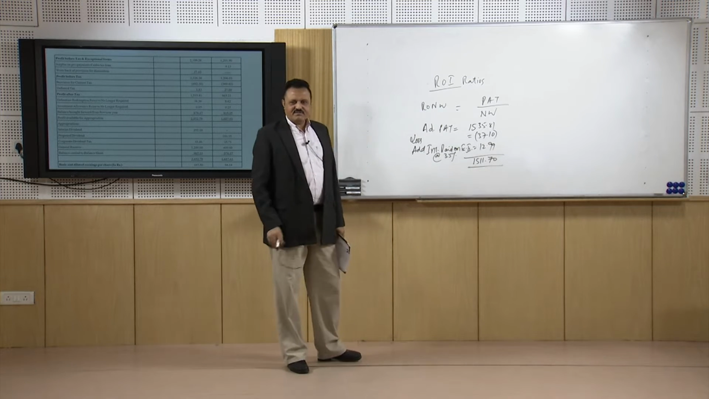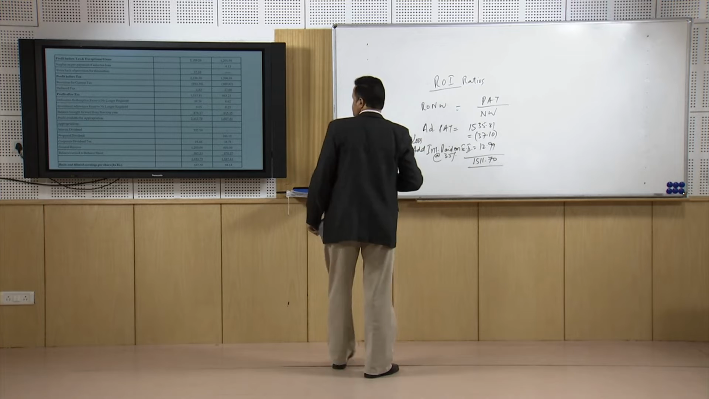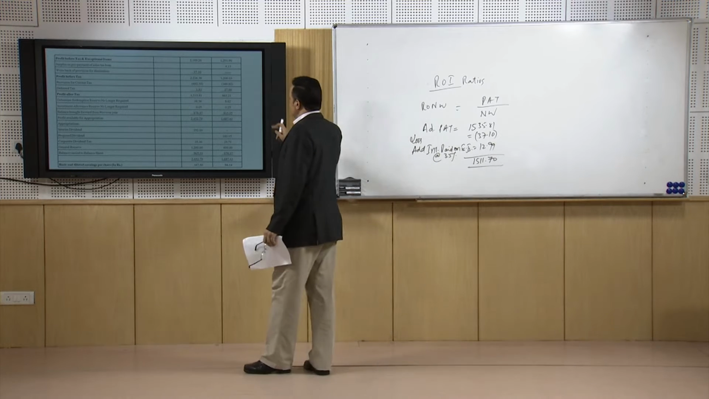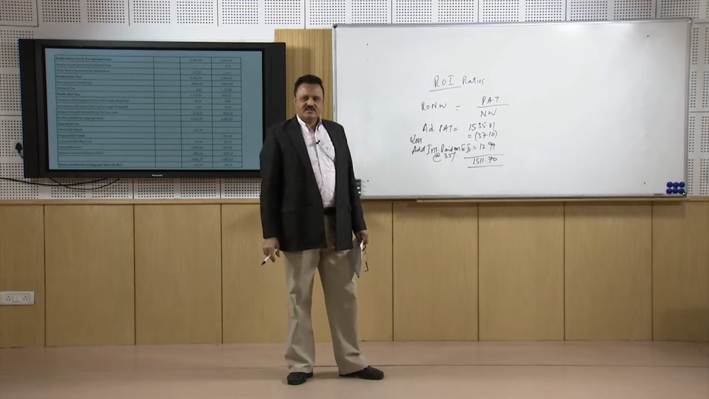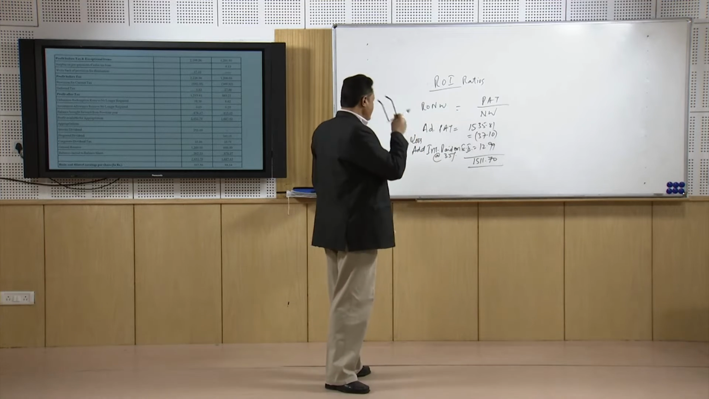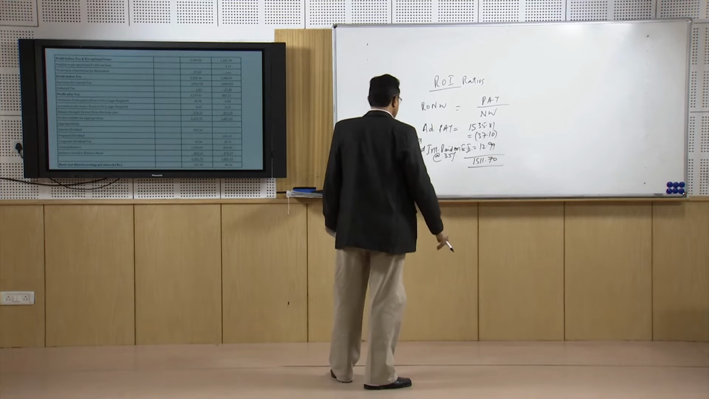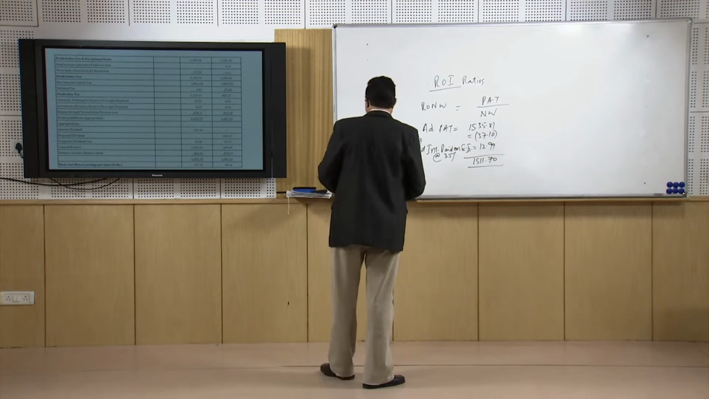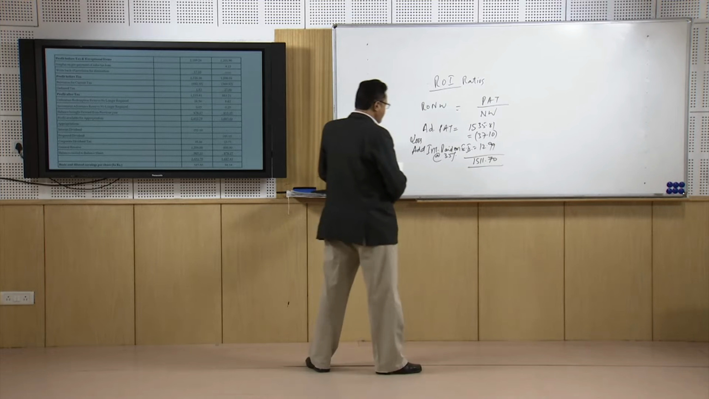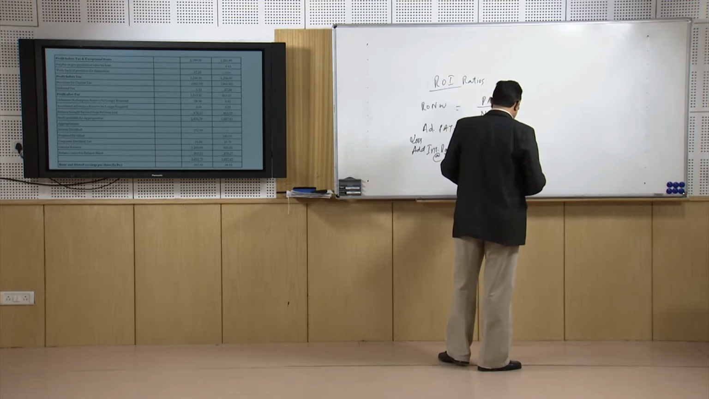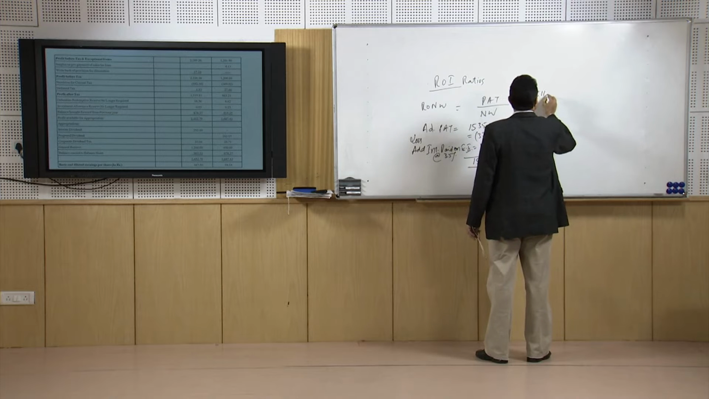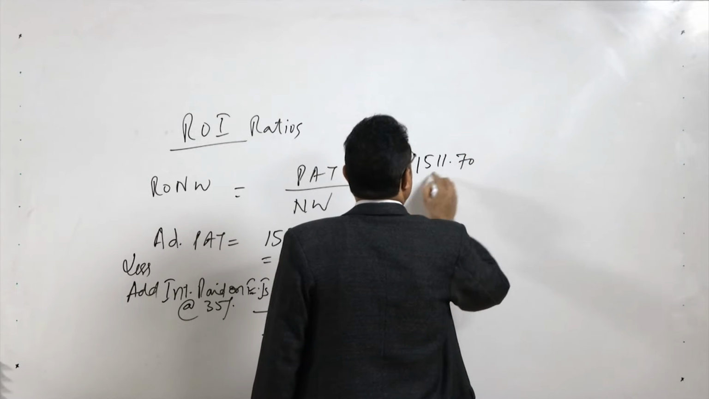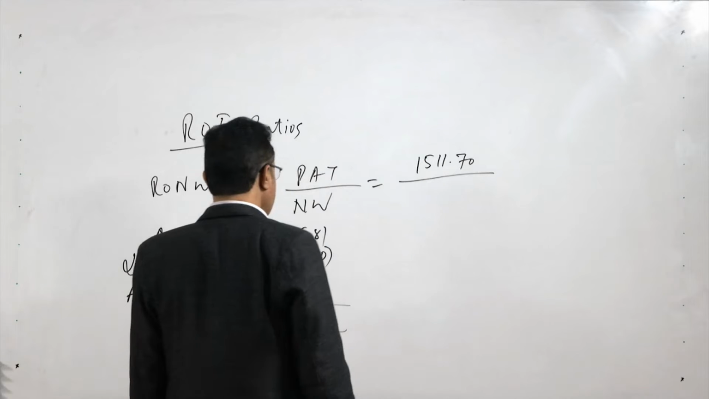And you adjust the profit for the previous year also, because in the previous year we also had some exceptional income to the extent of 4.13 crores. So you have to adjust that also, and finally calculate the adjusted profit for the previous year. This way we have calculated the PAT, and the numerator will be 1511.70 crores divided by net worth.